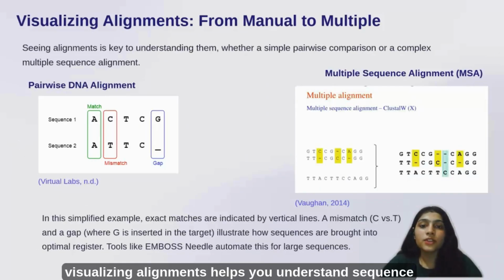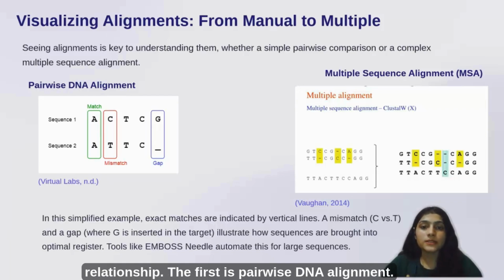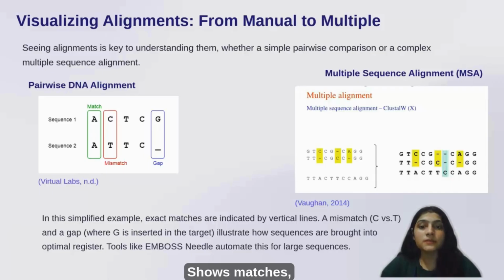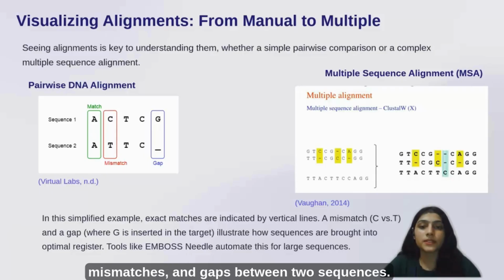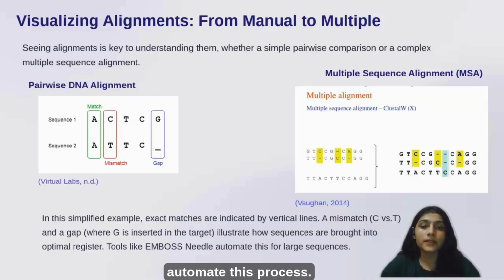So now visualizing alignments helps you understand sequence relations. The first is pairwise DNA alignment, which shows matches, mismatches and gaps between two sequences. Second is multiple sequence alignment. It highlights conserved regions across a group. Tools like Clustal W and Omega automate this process.